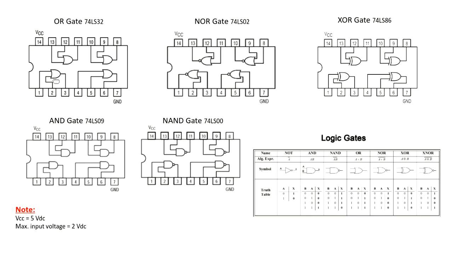Each gate has 3 connections. For example, in this first gate, pin number 1 is input 1 of this OR gate, pin number 2 is input 2 of this OR gate, and pin number 3 is the output of this OR gate. Similarly, the other gates are connected to their respective pin numbers and giving their output.